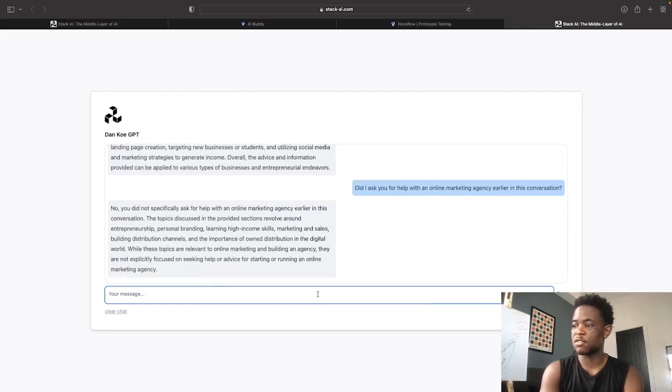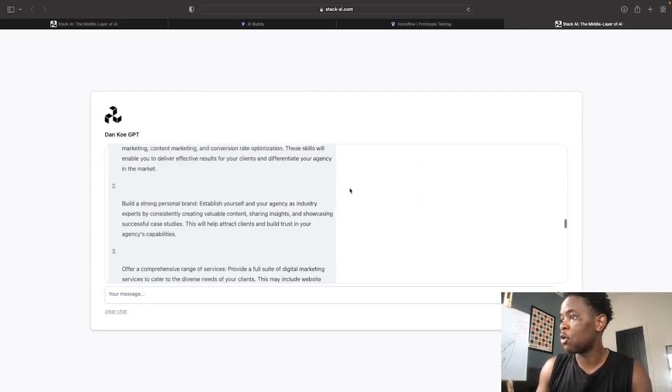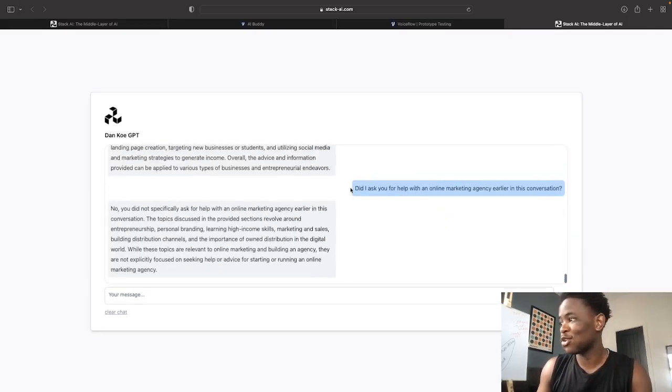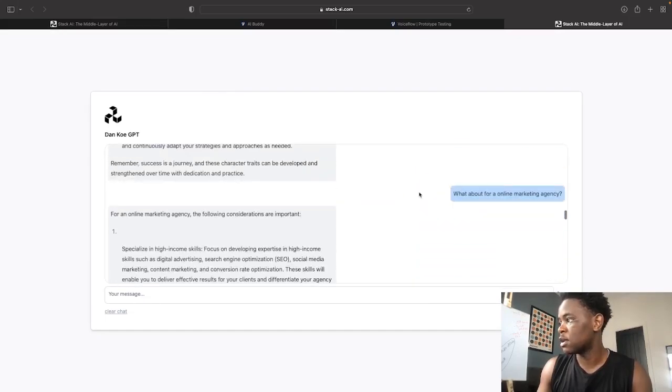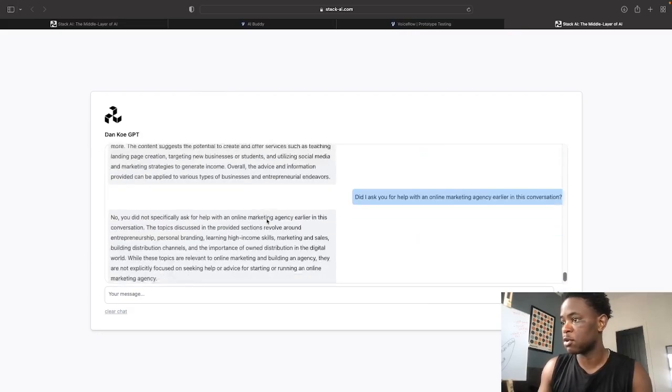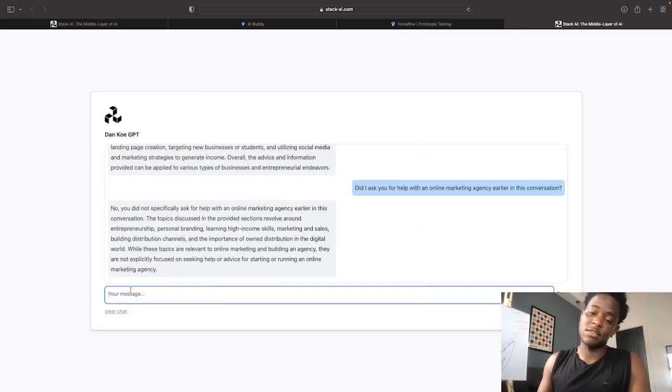Okay, yeah, it's just flat out failed. So yeah, that is a big L for Stack. I'm not exactly sure why that is, considering it was quite explicit when I asked. Yeah, straight up, it even gave me responses for an online marketing agency, and it didn't respond.